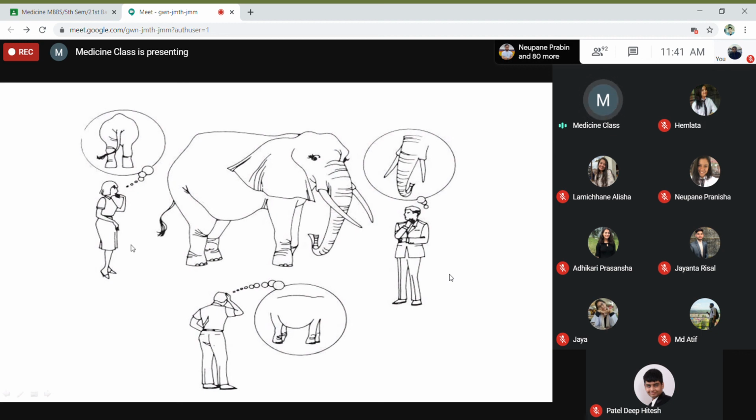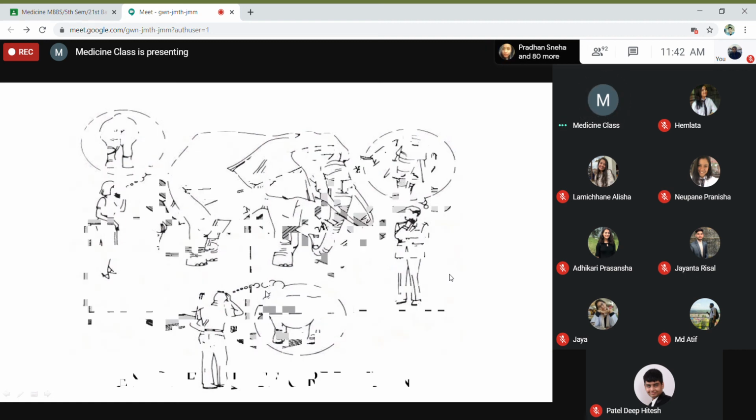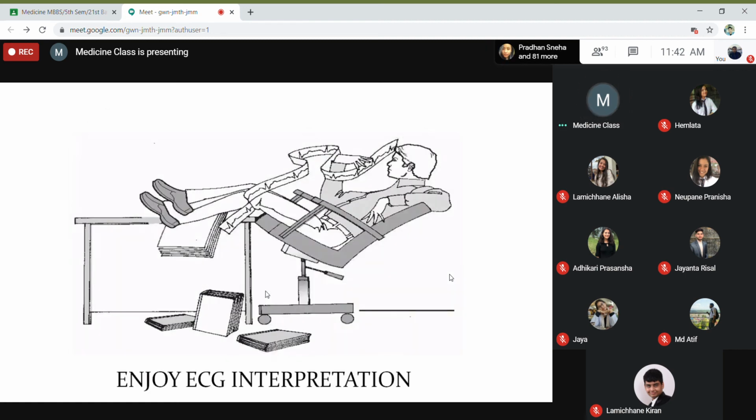So the ECG should also not be like that. You should look at the elephant as a whole, the ECG as a whole, and then only describe it. So this is what ECG is, and actually ECG is a little bit difficult, and you need great practice. Otherwise, you'll forget what you have studied now in 2 days, and then your knowledge of ECG will be zero again.